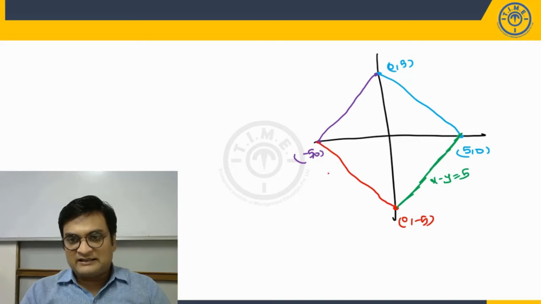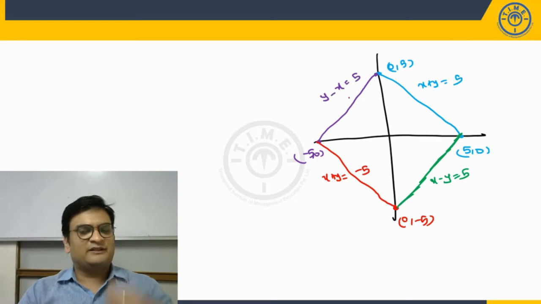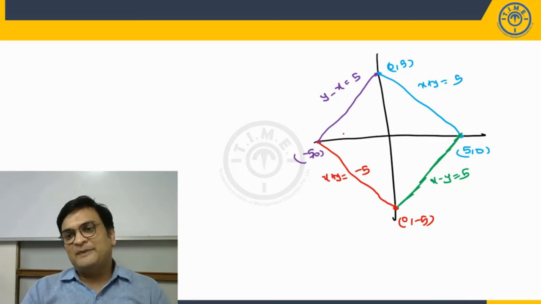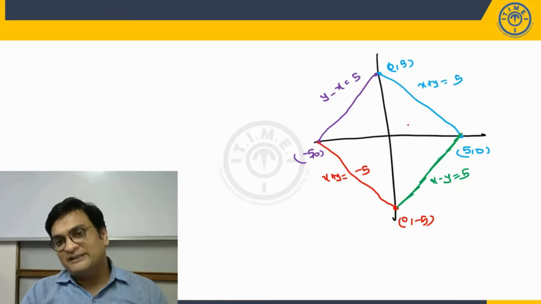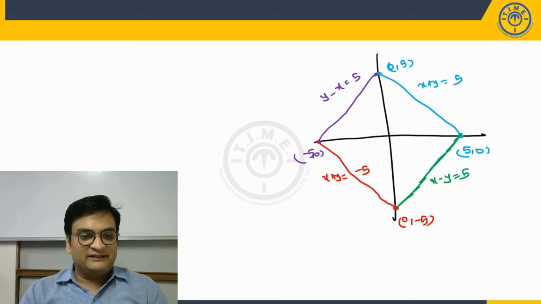Okay. This is x plus y equal to minus 5. This is x plus y equal to 5. And this is y minus x equal to 5. So these two are parallel. These two are parallel. So it's a parallelogram, right? In fact, when you look at it carefully, each of the sides is equal. This will be 5 root 5 because it is a right angle triangle.